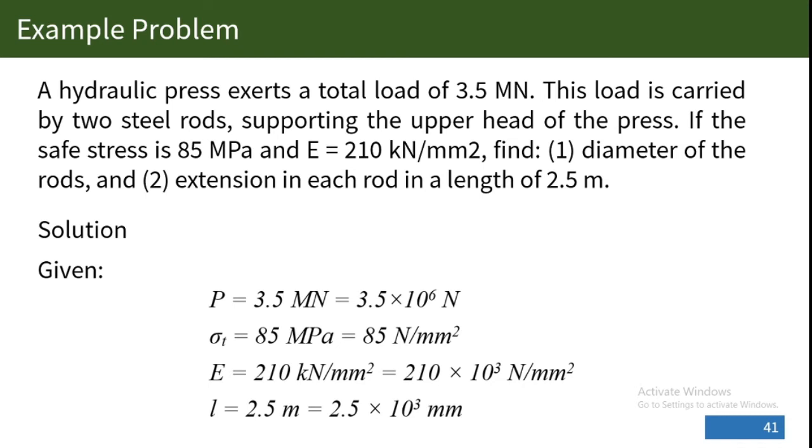Okay, so when you assume compression, the final length after applying these forces is minus the original length since it tends to shorten the body. While if it is tensile, if you wrongly assume that the force applied on the body is tensile, since the forces tend to elongate the body, you add the deformation to the original length.